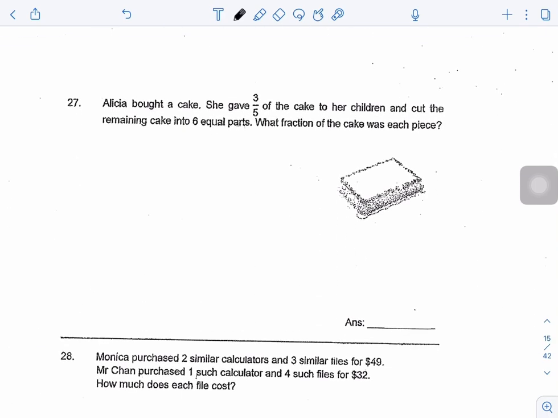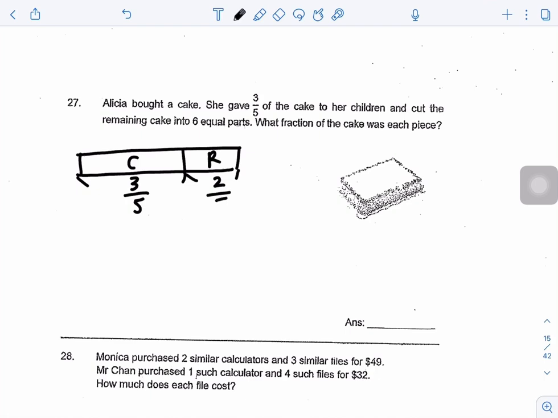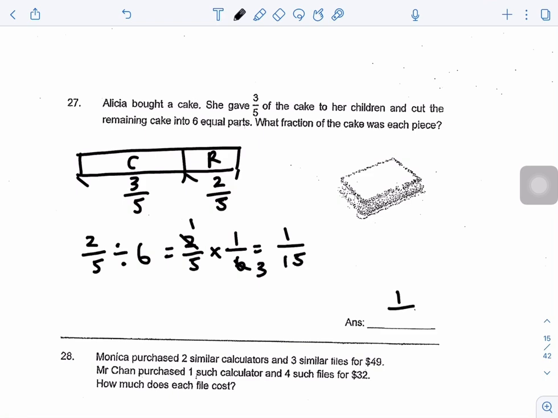Question 27. Alice bought a cake. She gave 3/5 of the cake to her children and cut the remaining cake into 6 equal parts. What fraction of the cake was each piece? This is the cake. She gave 3/5 to her children, and the remaining cake is 2/5, and this 2/5 is divided into 6 parts, which means 2/5 divided by 6 equals to 2/5 times 1/6 equals to, cross out if you can. Okay, this will be 1/15. Answer is 1/15.